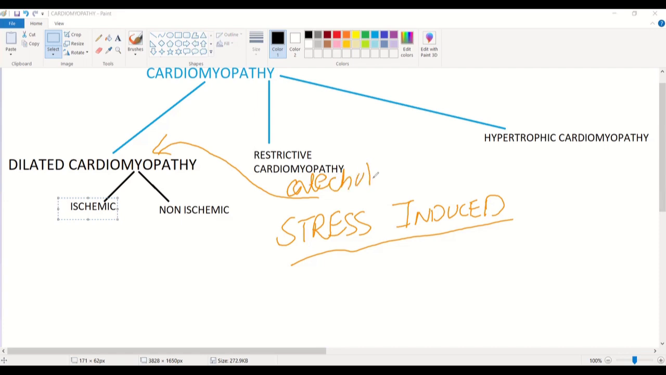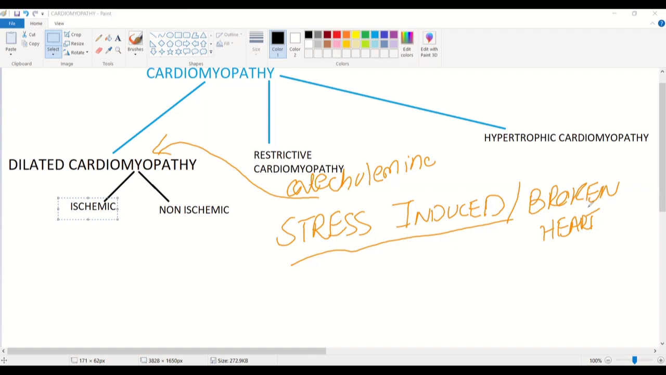Catecholamine, and there is apical ballooning of the left ventricle. Stress-induced cardiomyopathy is also known as broken heart syndrome, also known as takotsubo cardiomyopathy.